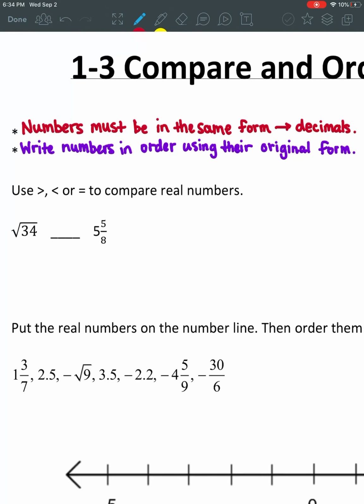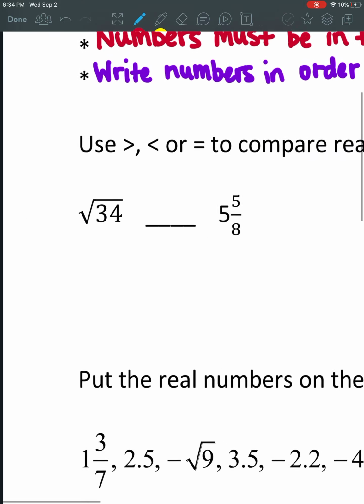The second star, in purple: write numbers in order using their original form. So we're going to change them all to decimals, but then when we order them, we want to put them in the original form that they were given. So we put them back to that form, okay? So let's look at some examples.